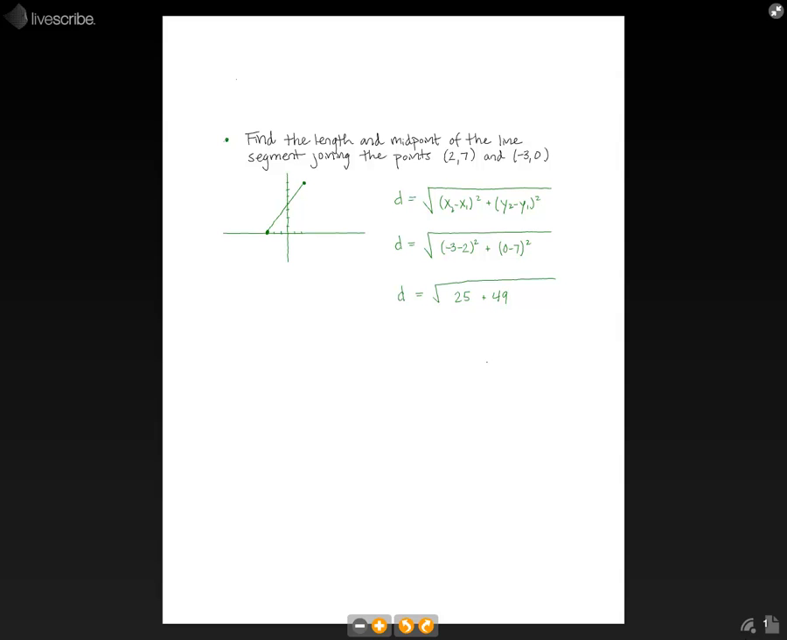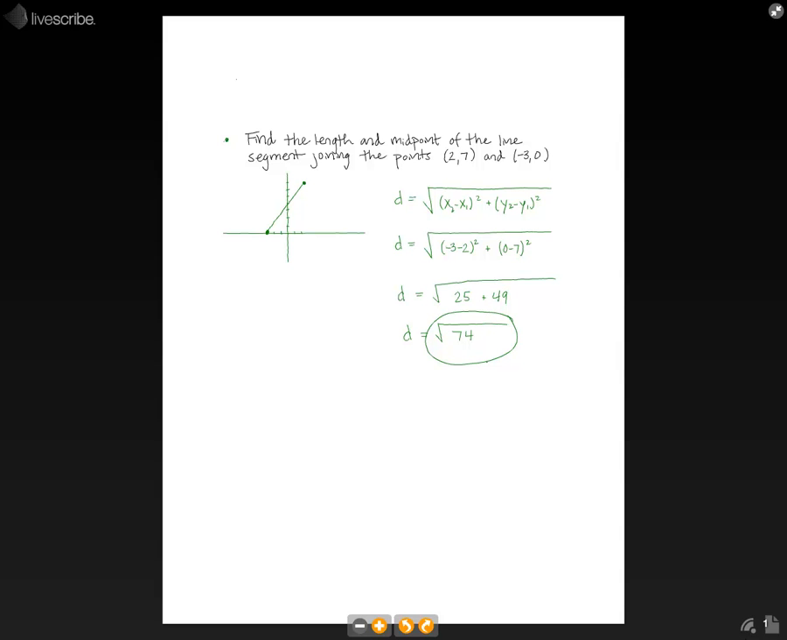Okay, adding these together, we get, let's see, 20 plus 49 would be 69, plus another 5 would be 74. And you could simplify this using a calculator or by dividing out any square factors, but for now I'm just going to leave our answer in this form, square root of 74. If you have a calculator handy, you can figure out what that is in decimal form.